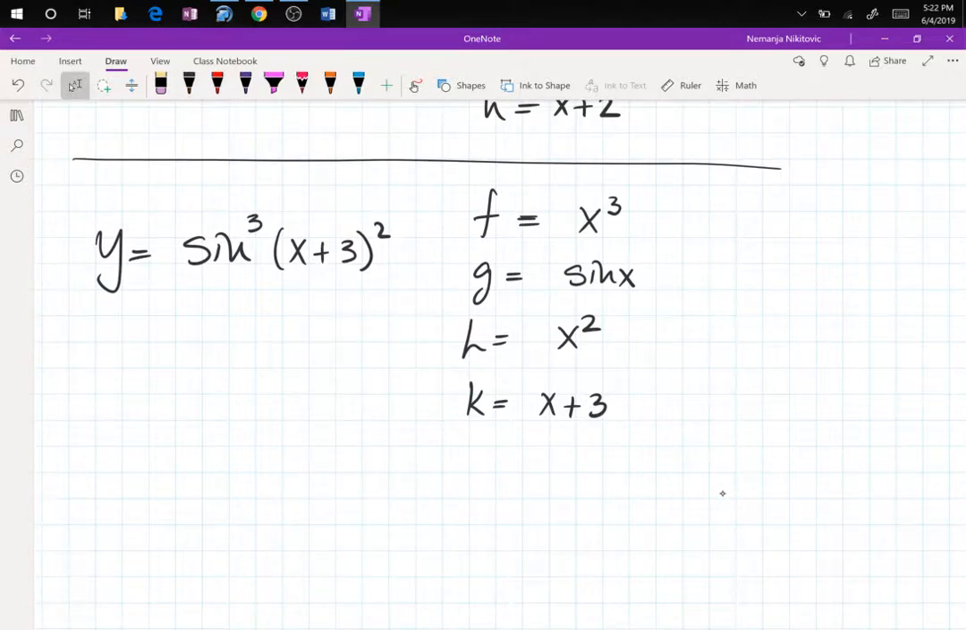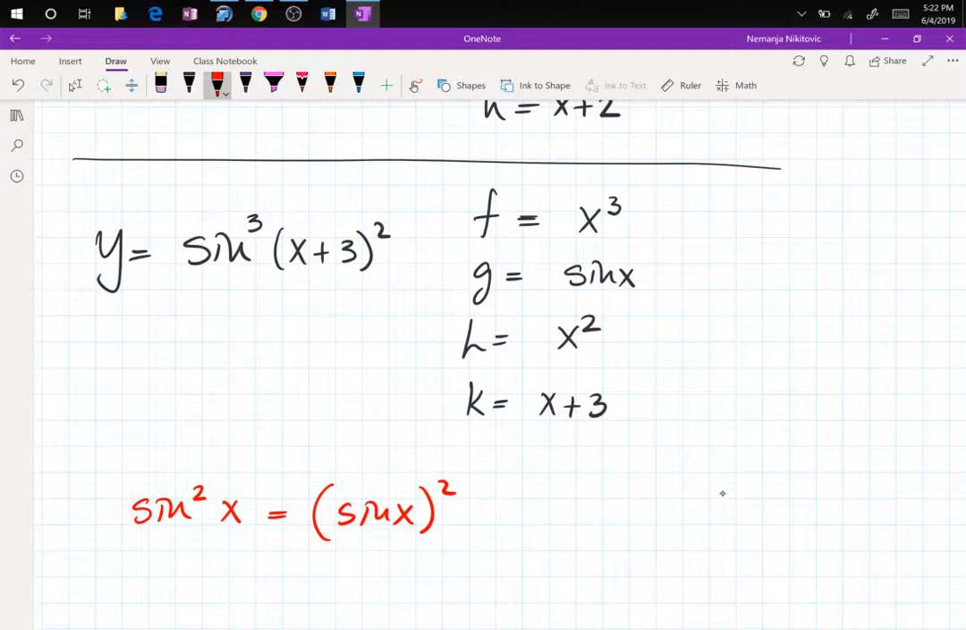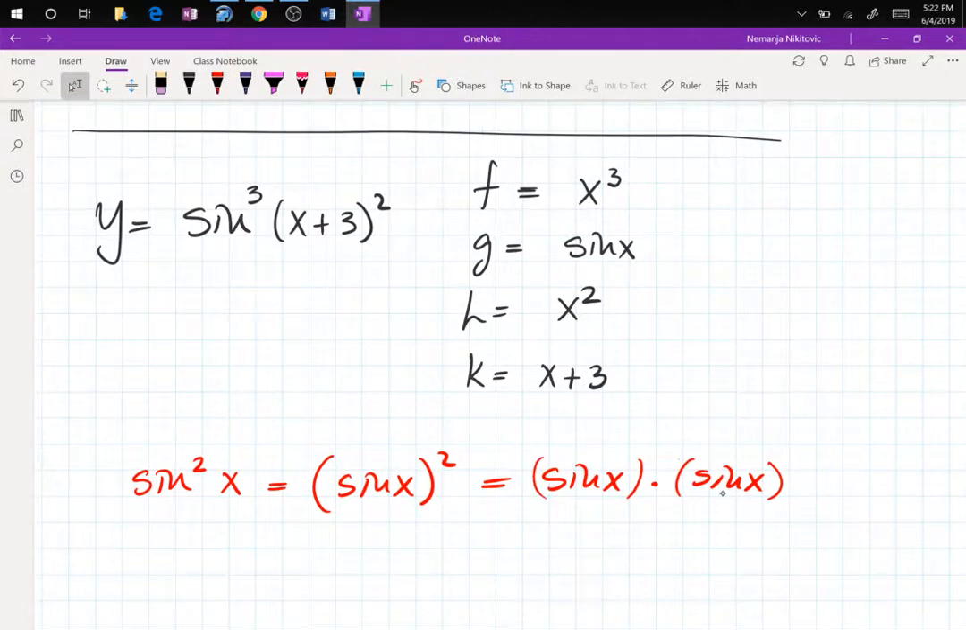Now, if you're having trouble working out the cube and the square and all these things, let's just write that sine squared x is the same as sine x, everything squared, whose meaning is sine x times sine x. So whether your square is directly on sine or the square is on the parentheses that apply on everything, it means the same thing. If you have sine of x squared, that is sine of x times x.